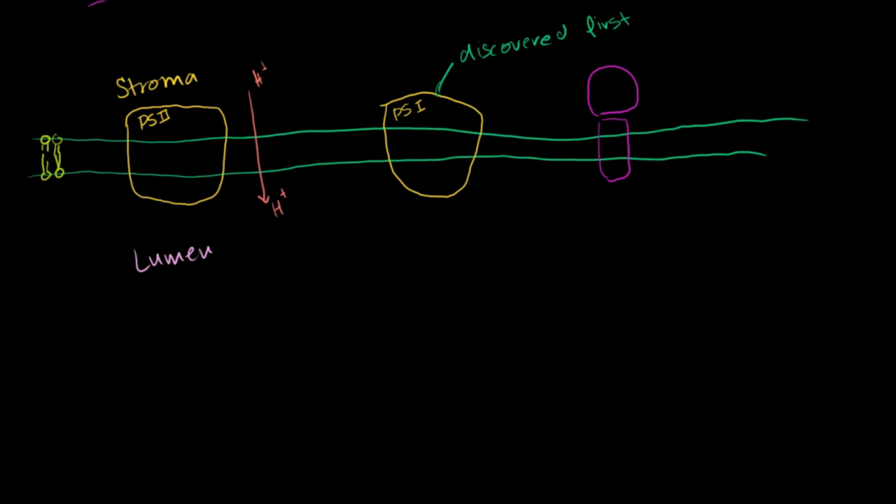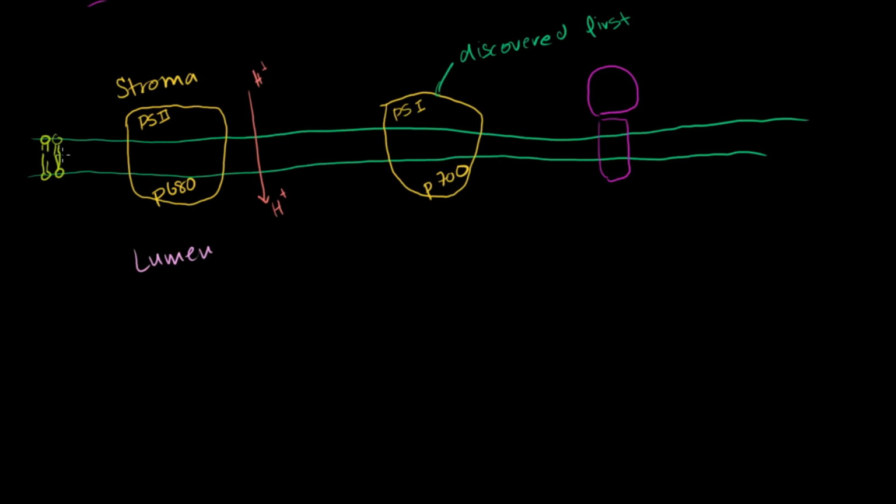Now, in some textbooks, you'll also see this written as P680, and you'll see photosystem 1 written as P700. And these numbers come from the wavelength of light that is best absorbed by the chlorophyll in these photosystems. So 680 corresponds to 680 nanometers. That's the wavelength of light that this absorbs the best. 700 corresponds to 700 nanometers. That's the wavelength of light it absorbs best.